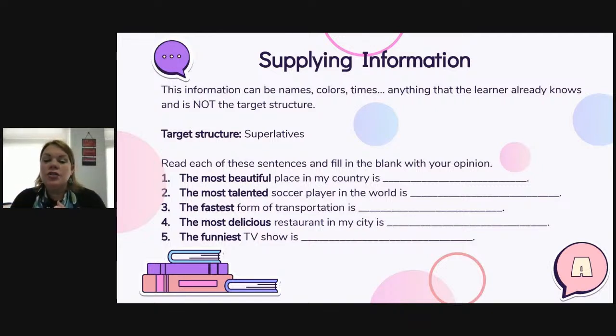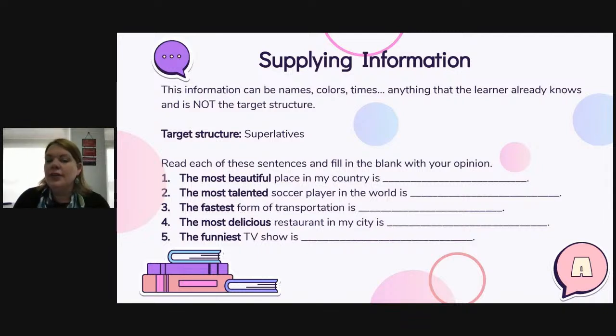So look, here the target structure is superlatives. Read each of these sentences and fill in the blank with your own opinion. So here you guys can see right away in bold print, we have the most beautiful, the most talented, the fastest, the most delicious, the funniest, right? So they're getting exposed to how the superlative works. They need to process the meaning of these sentences in order for them to respond with something that's logical. Yeah. The most beautiful place in my country is, and then they can fill in the blank. This is their opinion. So your students will have different answers. That's totally fine, right? But what they're doing is responding to the target structure. They're responding to it, but they're not producing it, right?